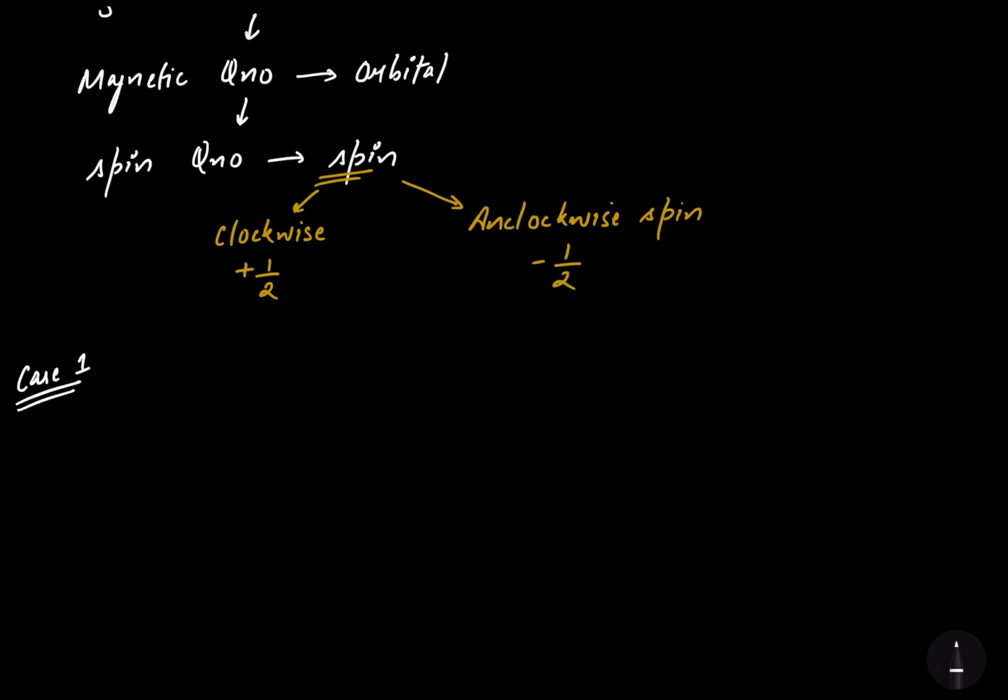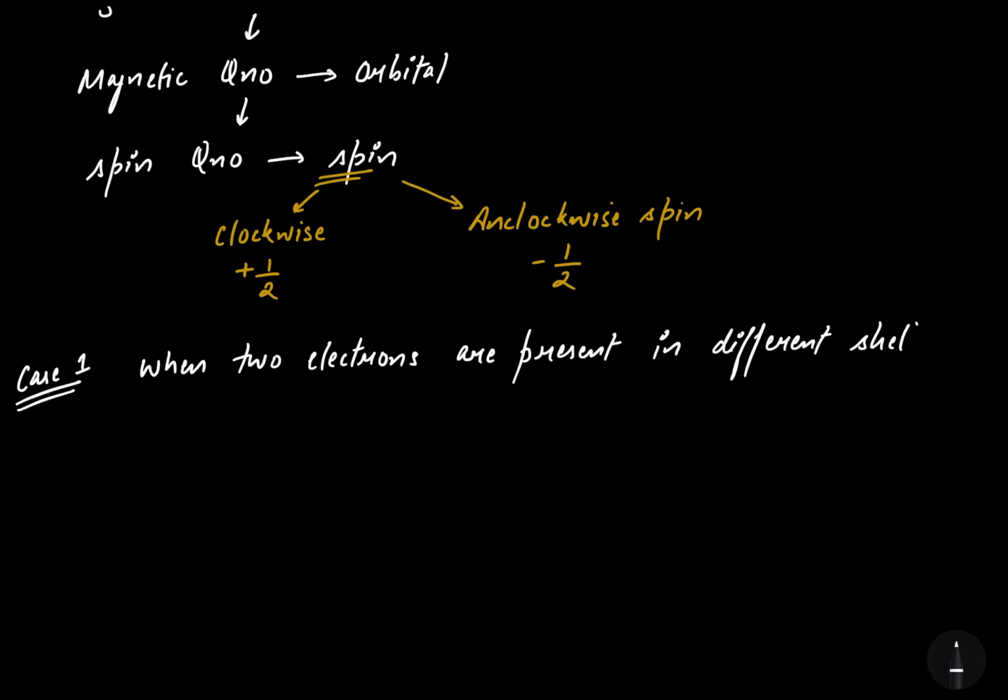Now case number 1 is when two electrons are present in different shells.